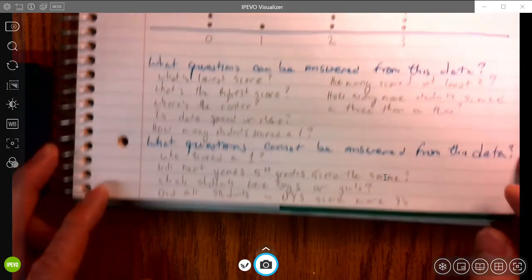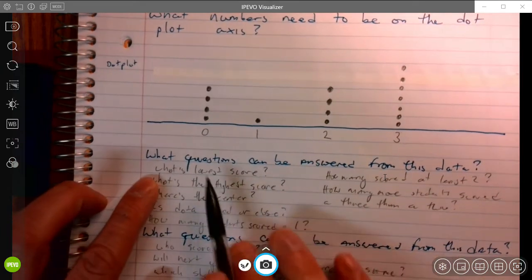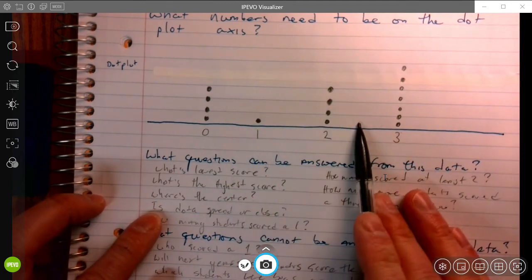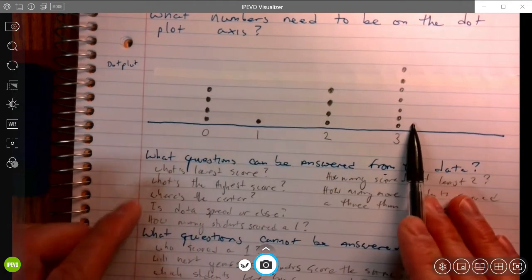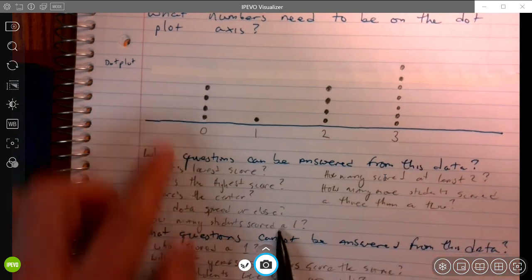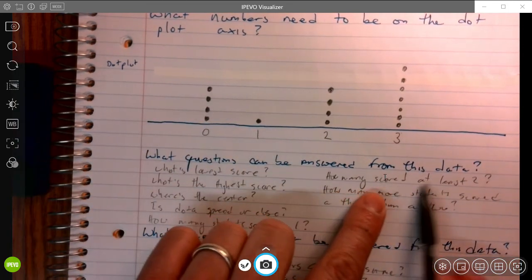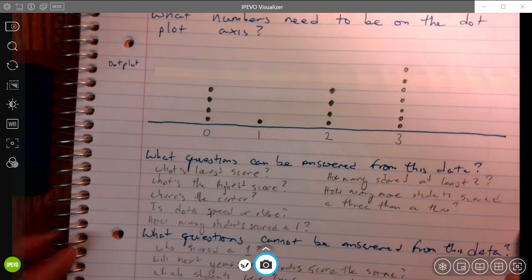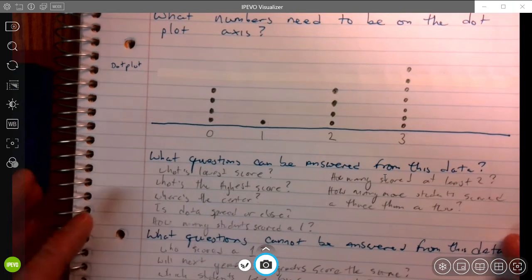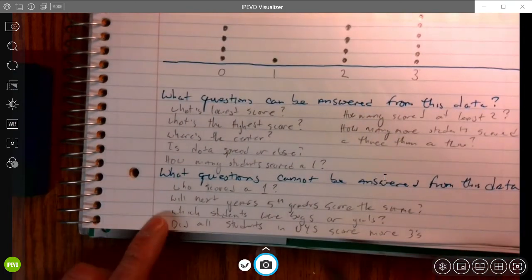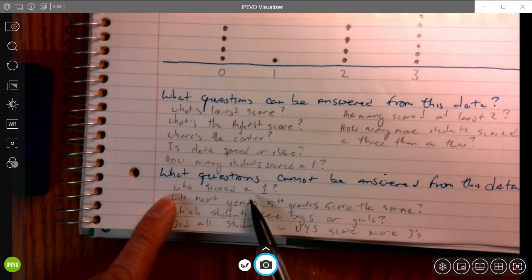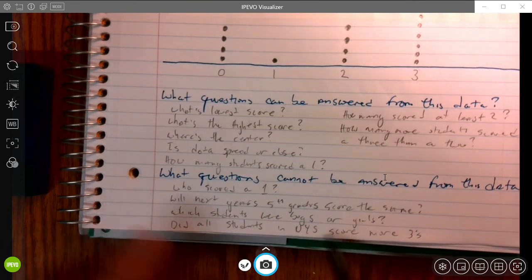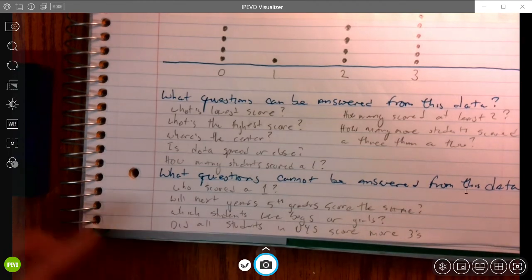So again, things like what's the lowest score, what's the highest score, where's the center, is the data spread out or close, how many students scored a 1, how many scored at least a 2. These are all things that dot plots can help us with. They're all things that frequency tables can help us with. Questions that can't be answered are more specific to the individual, right? Who scored a 1? What's going to happen next year? Which students were boys and girls? Things of that nature, this won't help us with.